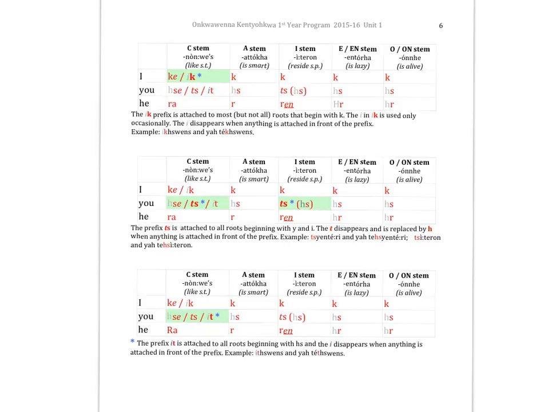Page 6 is something that we will be looking at in later units. This is for rules that apply to verb roots that start with letters that we're not going to be using at this time. So read it for your interest, but you don't have to worry about these rules at this moment.